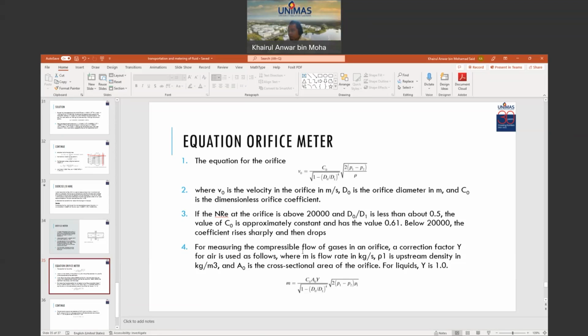For measuring the compressible flow of gas in an orifice, a correction factor Y is used as follows, where M is flow rate in kilogram per second, rho 1 is upstream density in kilogram per meter cube, and A naught is the cross-sectional area of the orifice. For liquid, Y is equal to 1, the correction factor. So M equal to C naught A naught Y over the square root of 1 minus D naught over D1 to the power of 4, times the square root of 2 times P1 minus P2 times rho 1.